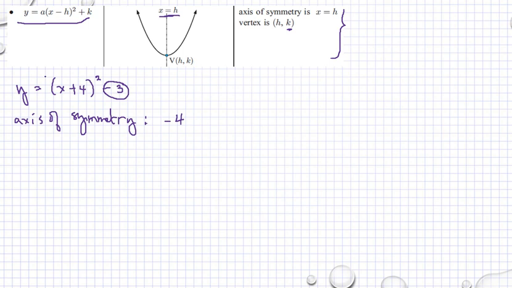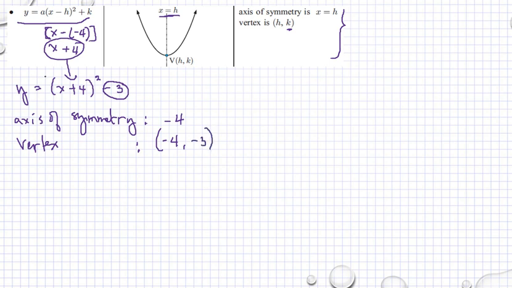Why? Because if we have this one now, we have x minus negative 4, then we have x plus 4 as we have here. That's why the axis of symmetry is negative 4. Okay? And then the vertex is always the h, which is negative 4, and then the k, which is negative 3.